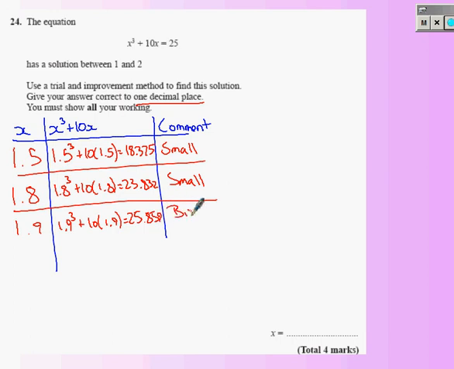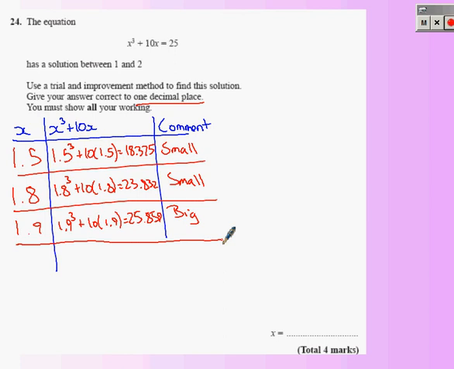25.859. So the key thing here is that we found one decimal place that's too small, the next decimal place up that is too big. So my answer is either going to be 1.8 or 1.9. So we've got 2 marks so far for finding that out.